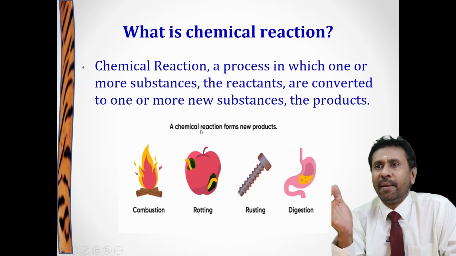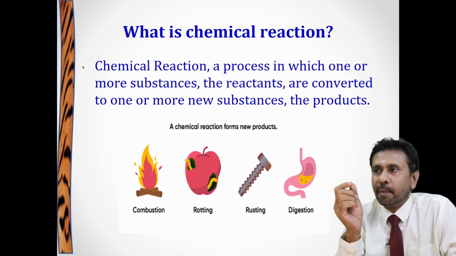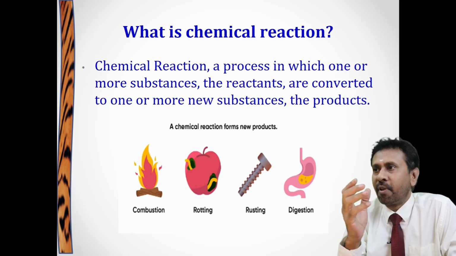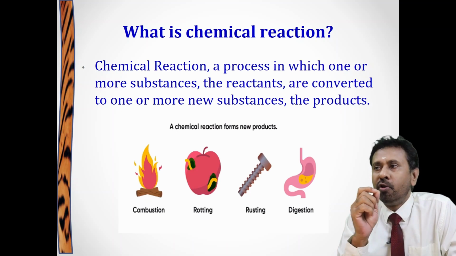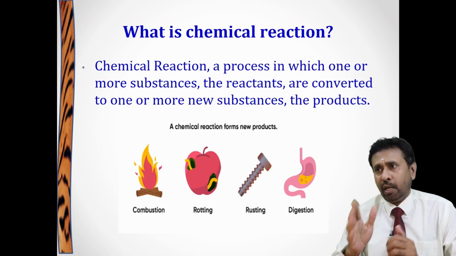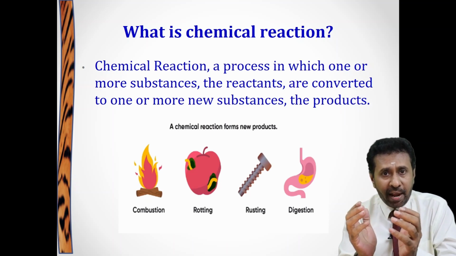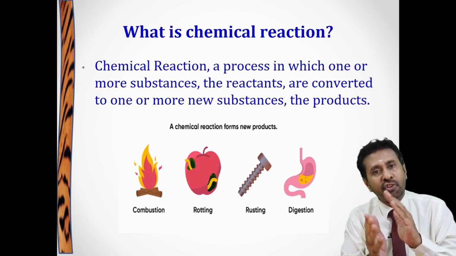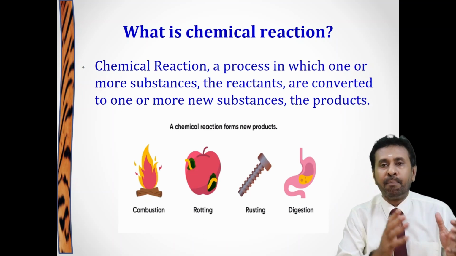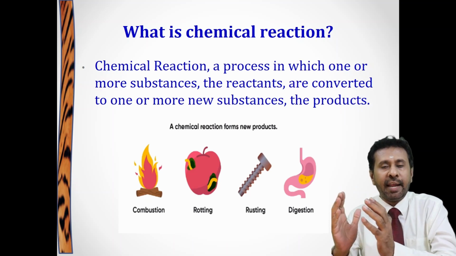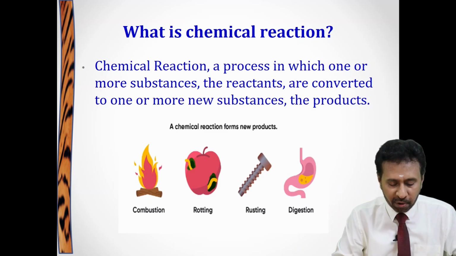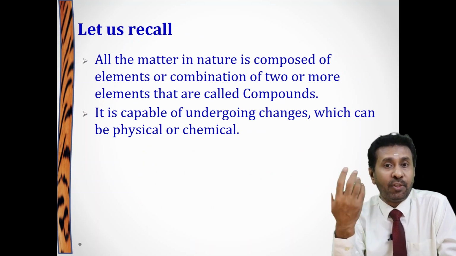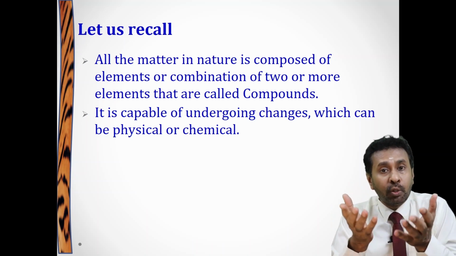Now, what is a chemical reaction? A chemical reaction is a process in which one or more substances, the reactants, are converted to one or more new substances called the products. So there is a set of reactants which initially start reacting with each other. When they react with each other, they change into products. The process of the reactants getting converted into products is called the chemical reaction. There are some examples given there. The food we eat gets converted into energy within us. We get energy. That is also a chemical reaction, right?